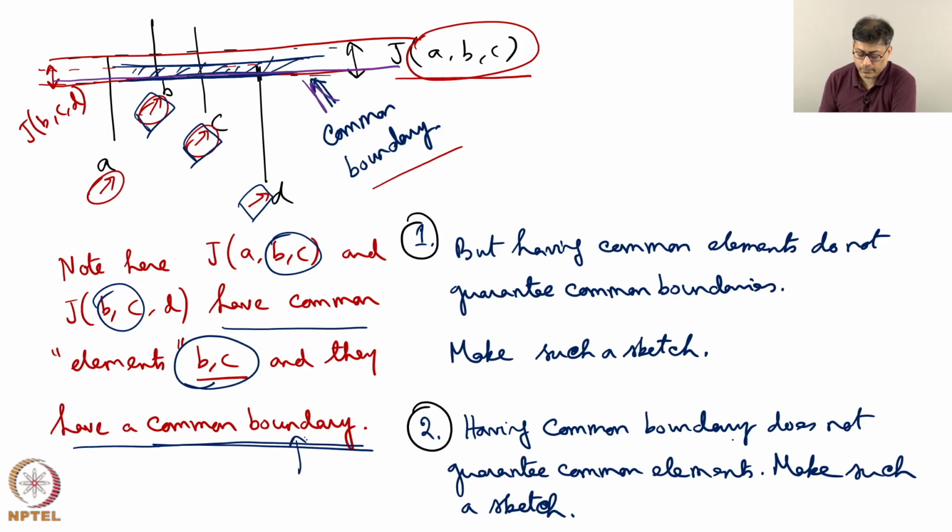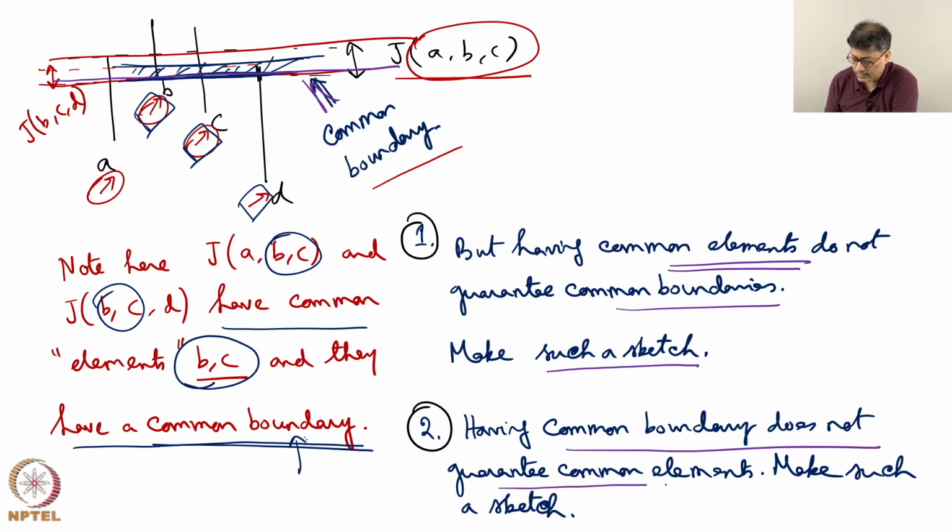So, from here we can make some simple statements, but having common elements A, B, C, D does not guarantee common boundaries. I am asking you to make a sketch. And second statement, having common boundary does not guarantee common elements. Make such a sketch. You can pause the video for a while, then you can run. I am going to make the sketches here and you can cross check.